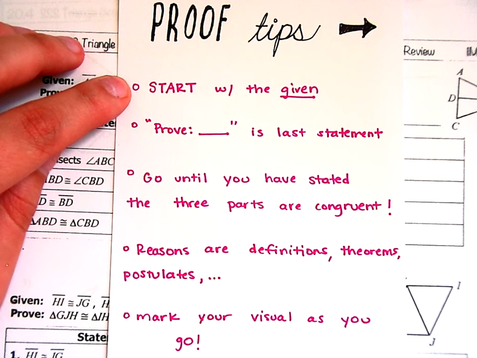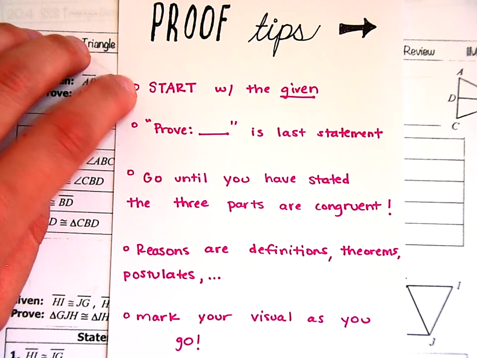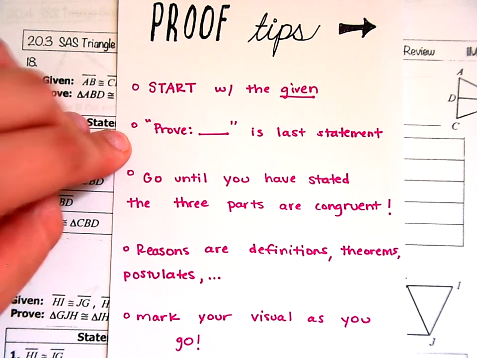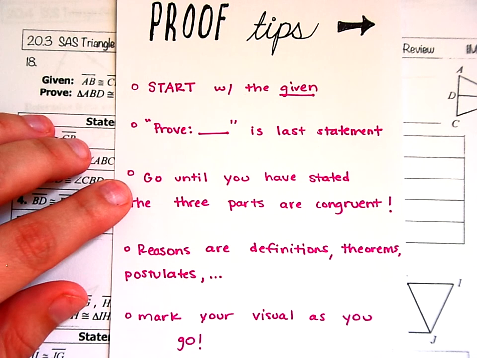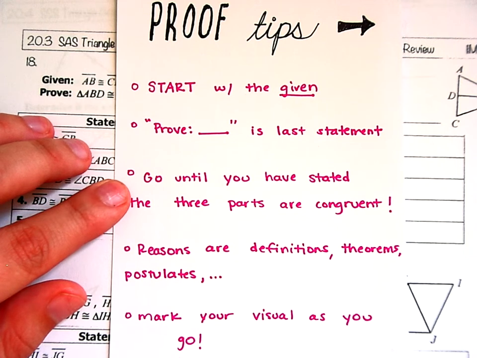You're always given some piece of information, so start with that. Whatever you're trying to prove is going to be your last statement. That's what you end your proof on. You're going to go until you've stated that the 3 parts are congruent. So that might be side angle side. It might be side, side, side. Just depends on which proof you're doing.